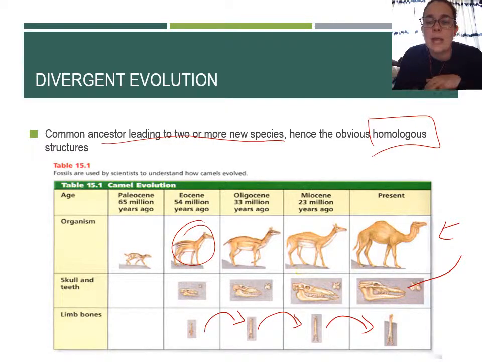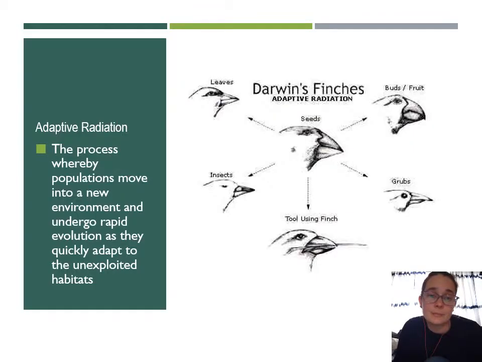So this is an example of camels changing from their ancestors into the way that we see them today, and there will be other very similar animals that diverged from the common ancestor of the camel as well.